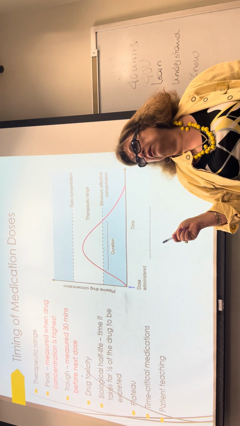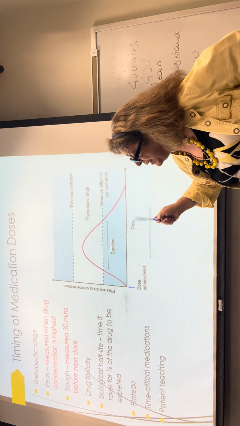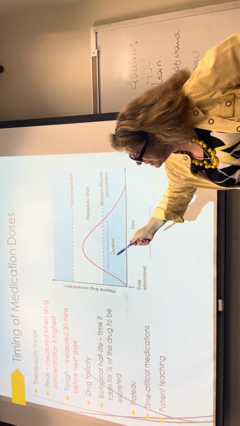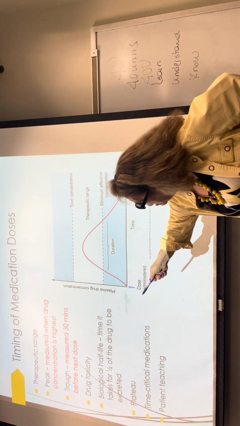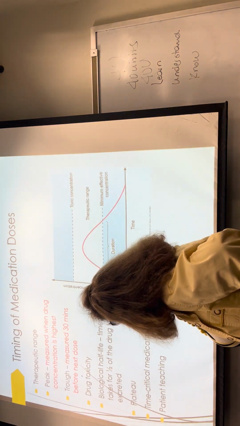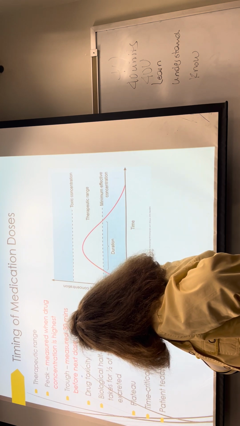Gentamicin is a very potent antibiotic, right? So we did the peak and trough. What is peak and trough? Just like half an hour before, trough, peak. Okay, trough.